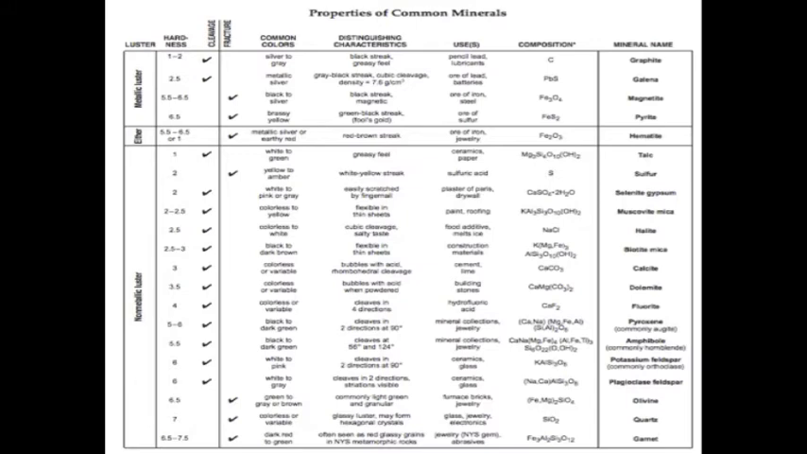Next is the characteristics of the mineral. This will help you identify it. Lastly, in the chart is what the mineral contains. You can't figure out what the mineral contains just by looking at it, so use the other columns first.